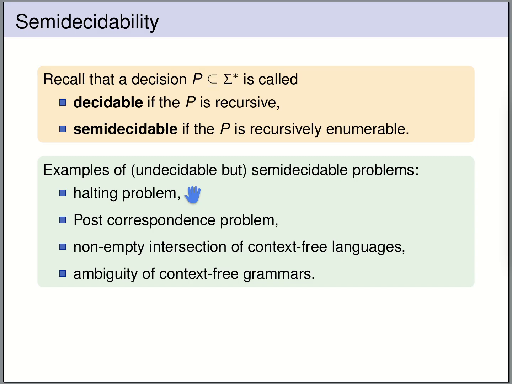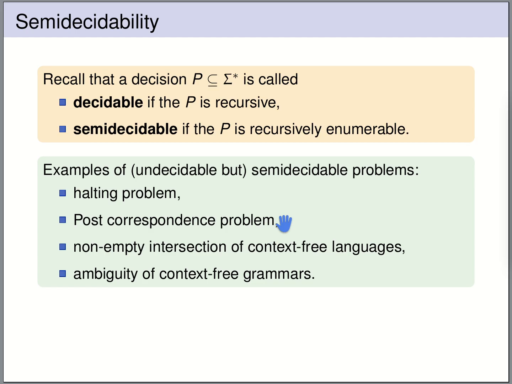The halting problem needs to be distinguished from the universal halting problem. The universal halting problem is not even semi-decidable. The universal halting problem asks for a given Turing machine: does this Turing machine halt on every input word? So the universal halting problem is not semi-decidable, and also the complement of the universal halting problem is not semi-decidable.